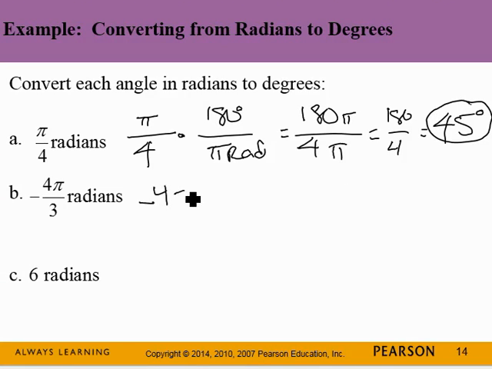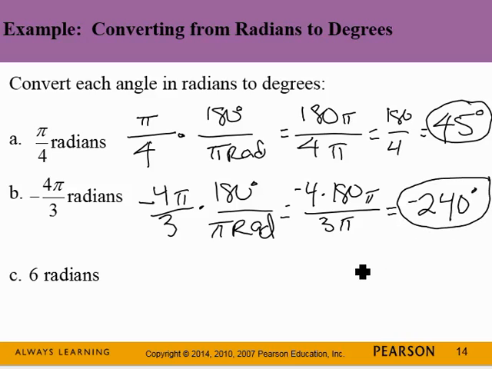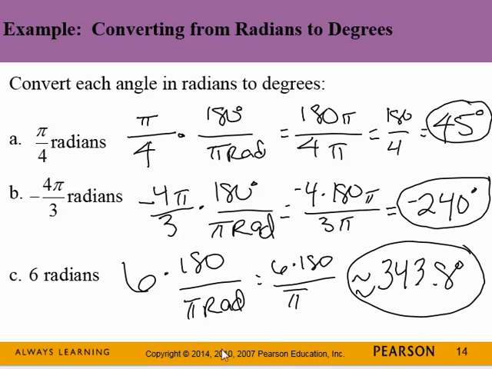Let's try the next one. If you were to simplify this, you would end up with negative 240 degrees. So try the next one on your own, and then we'll go over it. This one was a little different where you have pi in your denominator. In this case, you will plug in 3.14 and estimate your answer.